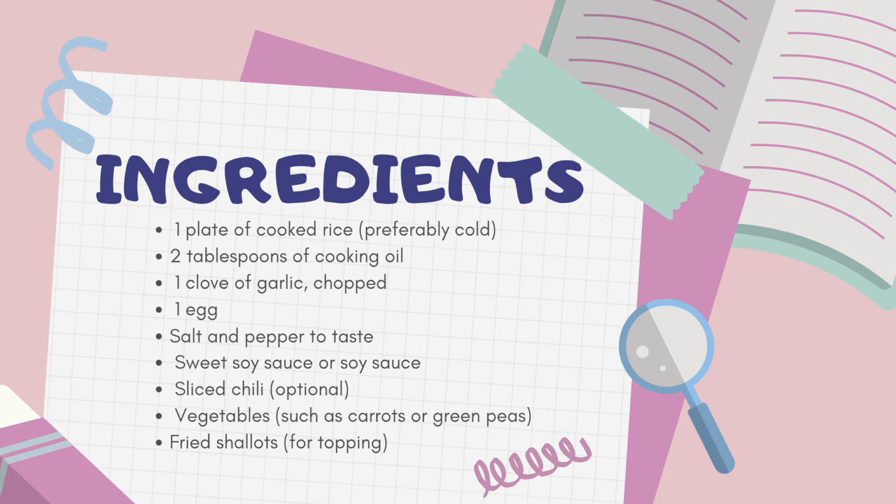Number 4, 1 egg. Number 5, salt and pepper to taste. Number 6, sweet soy sauce or soy sauce. Number 7, sliced chili, optional. Number 8, vegetable chunks, such as carrot or green peas. And the last, number 9, fried shallots for topping.